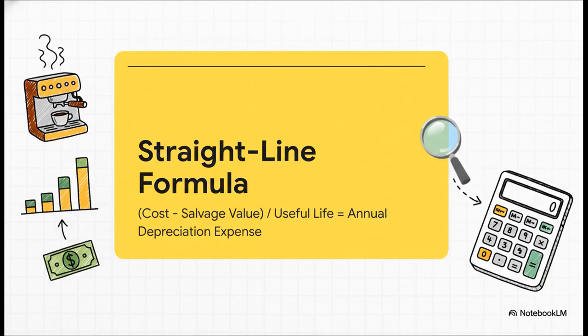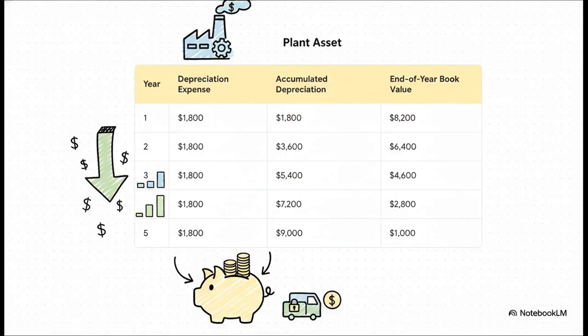So for our machine, the math is $10,000 cost minus the $1,000 salvage value divided by 5 years. That gives us an annual depreciation expense of $1,800. This table shows you exactly how the numbers play out over the asset's 5-year life. Let's walk through it. In year 1, we record $1,800 in depreciation expense on our income statement.